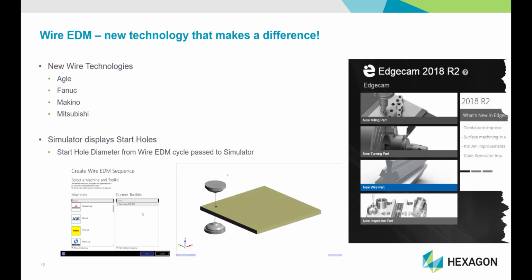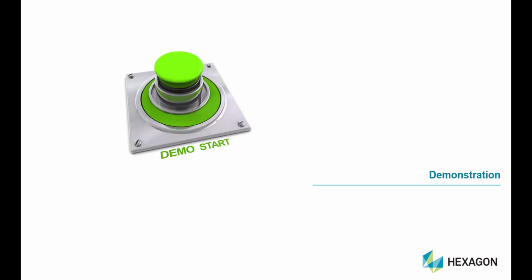Also, another really useful thing is that Simulator now displays the start holes for WiredEM applications. So we can see exactly where the start hole is, where the upper and lower guides will be threading the wire from. Right, we're going to turn it over to Dan to demonstrate many of these functions for us.